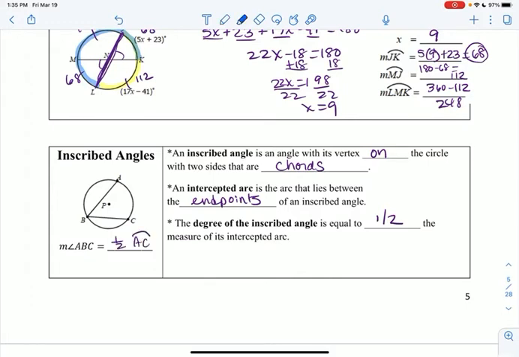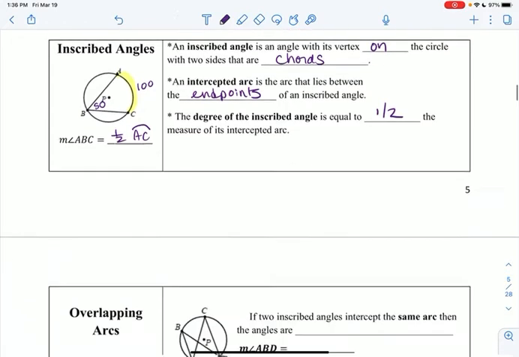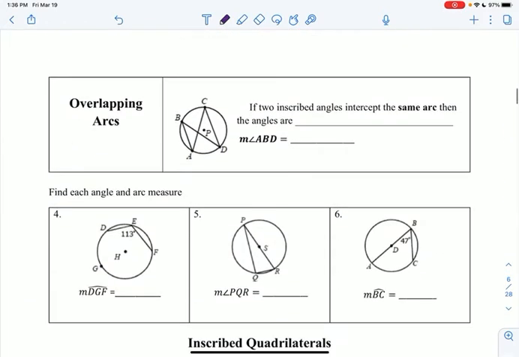Okay, so when I say intercepted arc, it's the arc where the beginning and the end of the arc match up with the sides of that angle. So if it's half the arc, so if this arc was 180 degrees, then that inscribed angle would be 50 degrees. Okay, so those are inscribed angles. All right, let's do a few practice problems. But actually, there's one more thing. I got to talk about overlapping arcs.